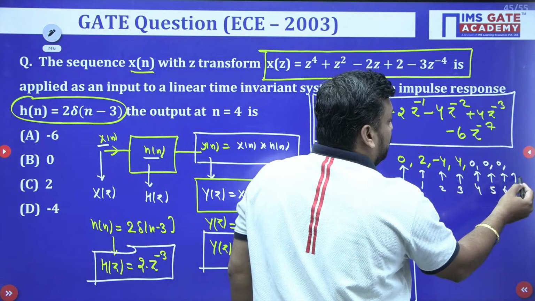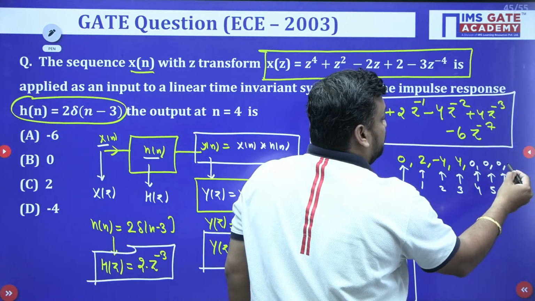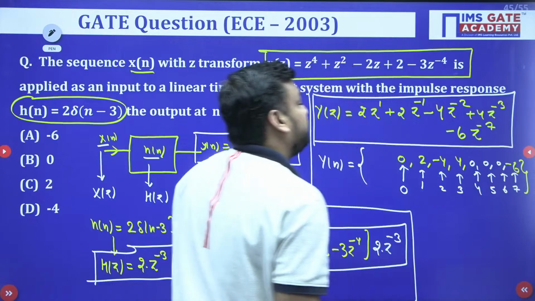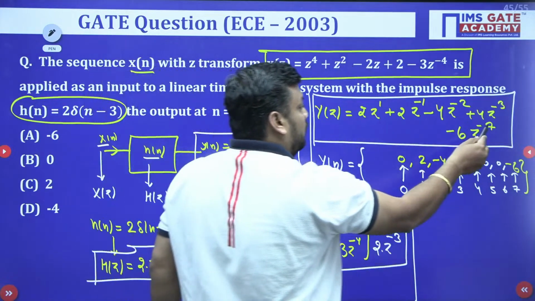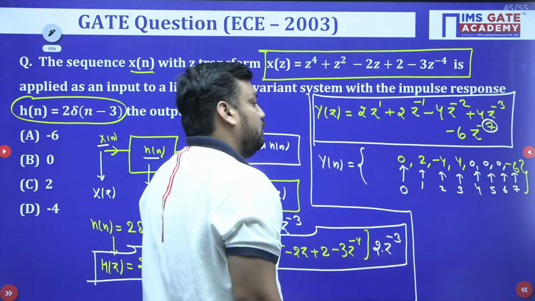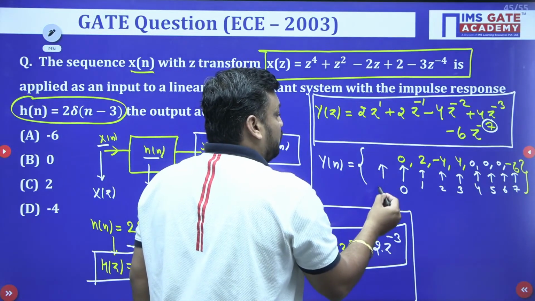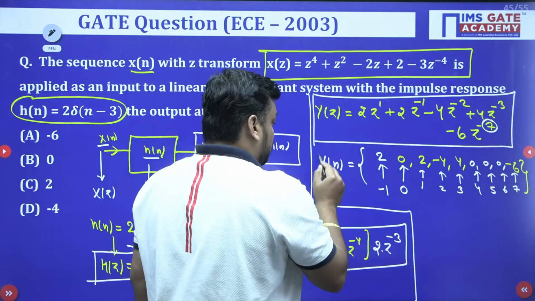And the 7th location is what? The 7th location is minus 6, because here it is minus 7, no? So that is why 7. Now tell me, this is z to the power plus 1, so this is nothing but the minus 1 location, and the answer is 2. So this is your final answer y of n.